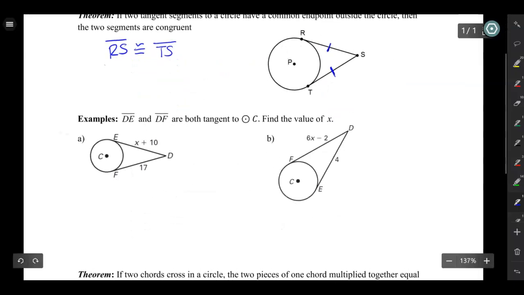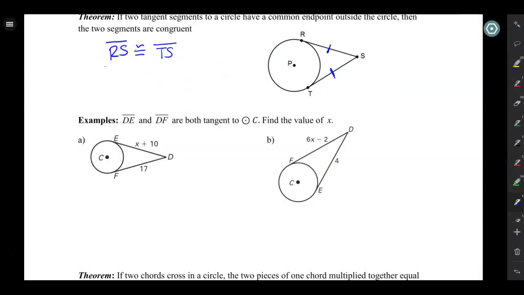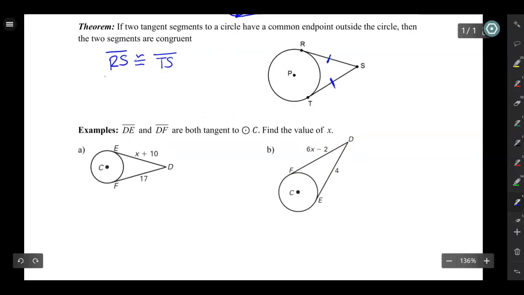In these next examples, we're going to assume that DE and DF are both tangent to the circle C, and we're going to find the value of x. So if we're assuming that DE and DF are tangent, and they both have a common endpoint of D, that must mean that x plus 10 and 17 are equal to each other, because those are the lengths of both of those segments. So I can set up an equation, x plus 10 equals 17. Then I'm just solving for x. So I have x is equal to 7, and that's my answer.